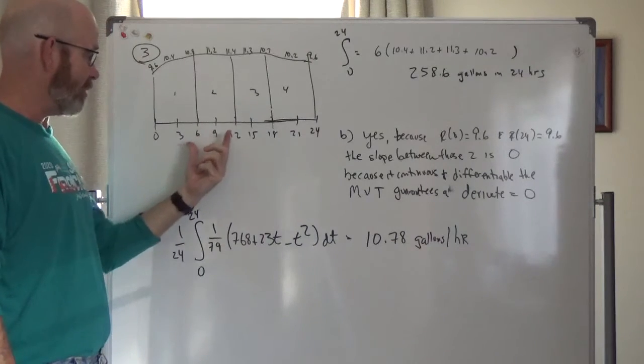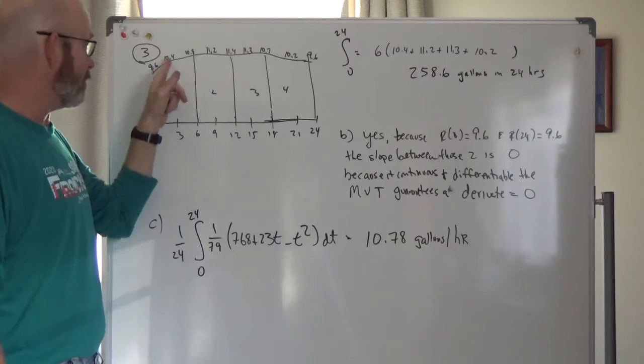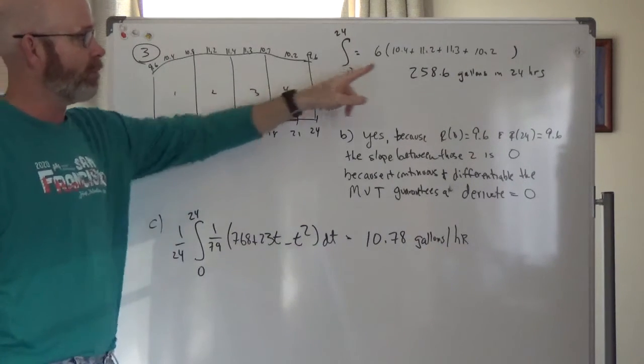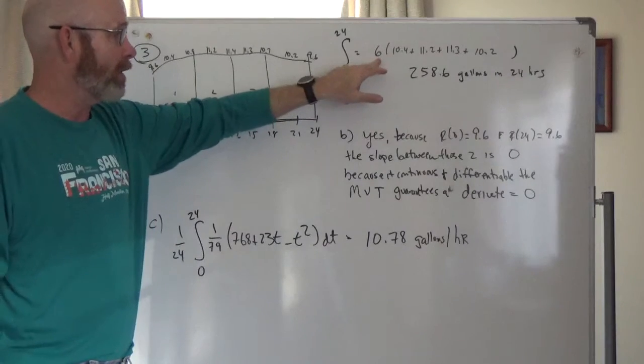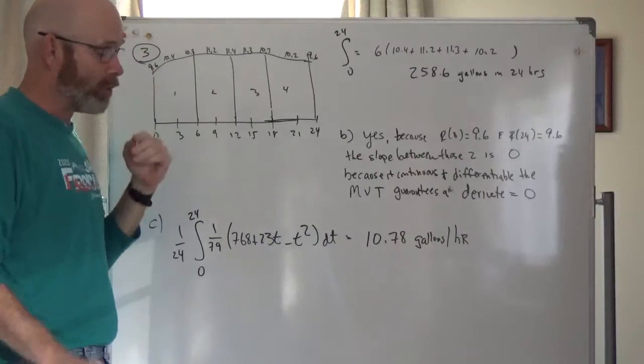So each rectangle has a width of 6. So there's my 6 there. And then the 4 heights I'm going to use are the 10.4, the 11.2, the 11.3, and the 10.2. So I'm just multiplying the width of each one of those rectangles by each one of the heights. Add them up, I got 258.6.